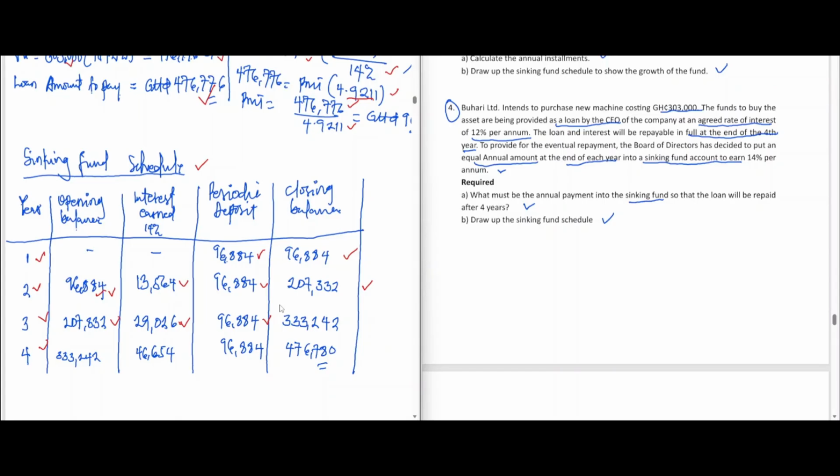So when we add 207,332 plus 29,026 plus 96,884, we'll now get a closing balance of 333,242 Ghana cedis at the end of year 3. So this amount will now become the opening balance for year 4. Then we'll calculate our interest on it, which will be 46,654, plus the annual deposit of 96,884. So when we add these 3, we'll now get a closing balance of 476,780, which is equal to the future loan amount that the company has to pay.